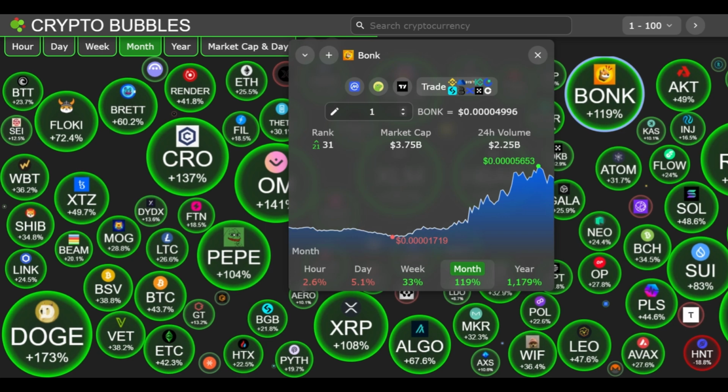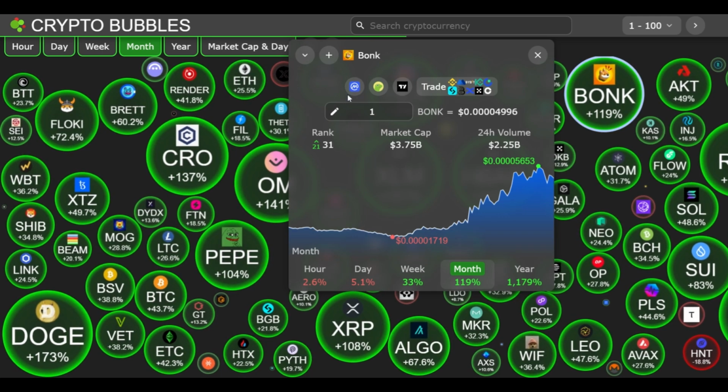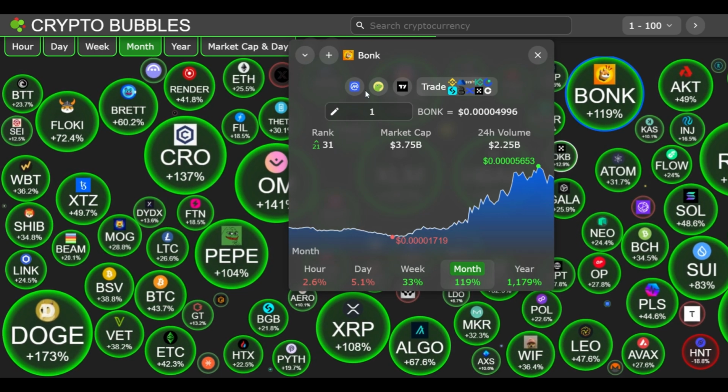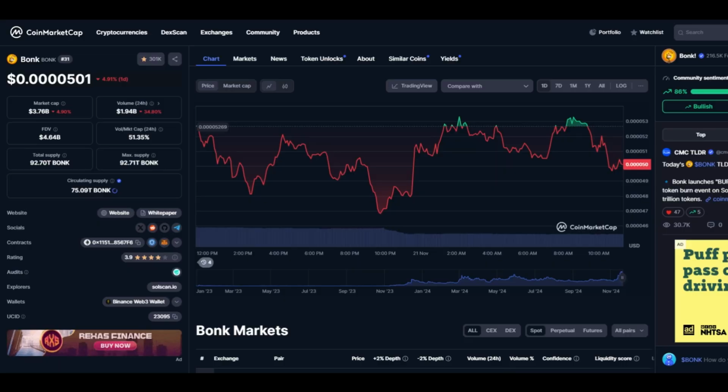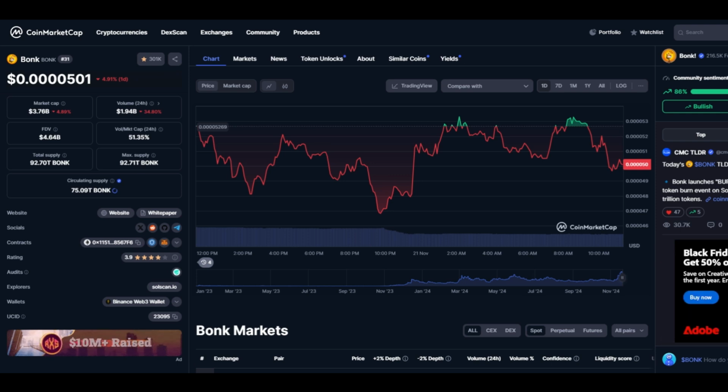So we're going to go into CoinMarketCap and we're going to use Bonk as an example. So here's CoinMarketCap. This is known to crypto traders as CMC. So when you see, oh, they're not available on CMC, they're talking about CoinMarketCap.